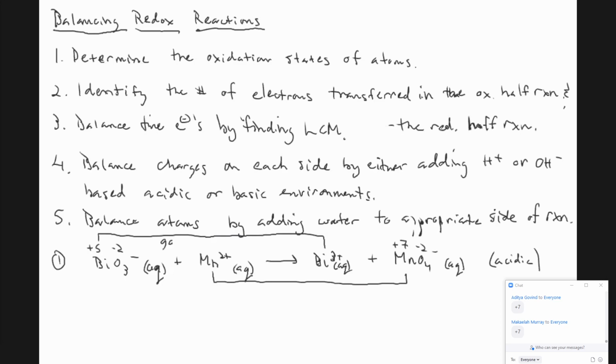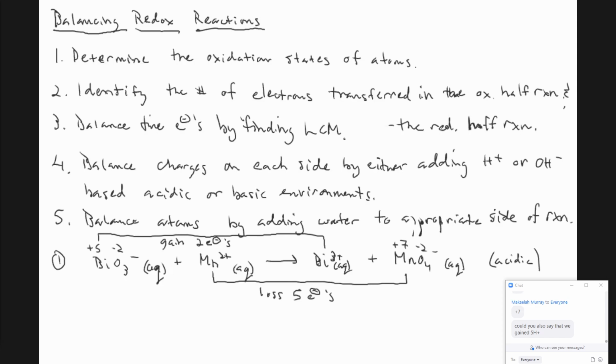So we gained 2 electrons here, because +5 add 2 negatives gives you a +3. And over here, we went from +2 to +7, so we lost 2 electrons. Correct? Sorry, 5 electrons. No, just the electrons.